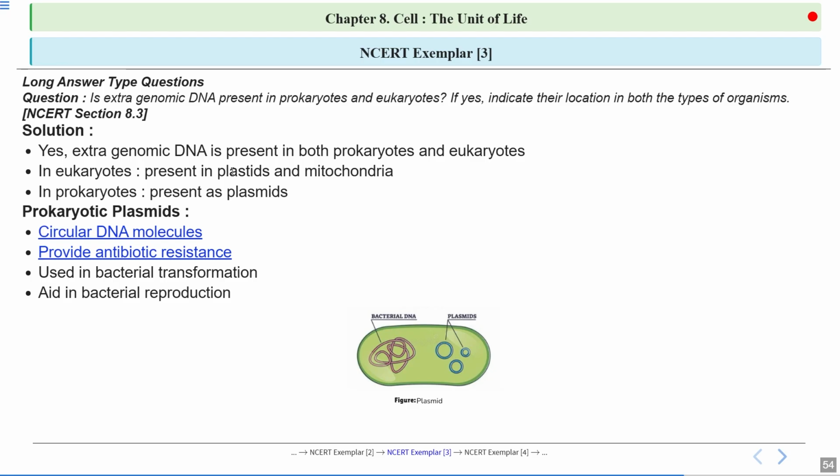Chloroplast and mitochondria have their own DNA, and they have their own ribosomes also. Eukaryotes have 80S ribosomes, but mitochondria and chloroplast have 70S ribosomes. It is thought that mitochondria and chloroplast were bacteria which were engulfed by a eukaryotic cell, and there was a symbiotic association between these two cells, and these bacteria got transformed into chloroplast and mitochondria.